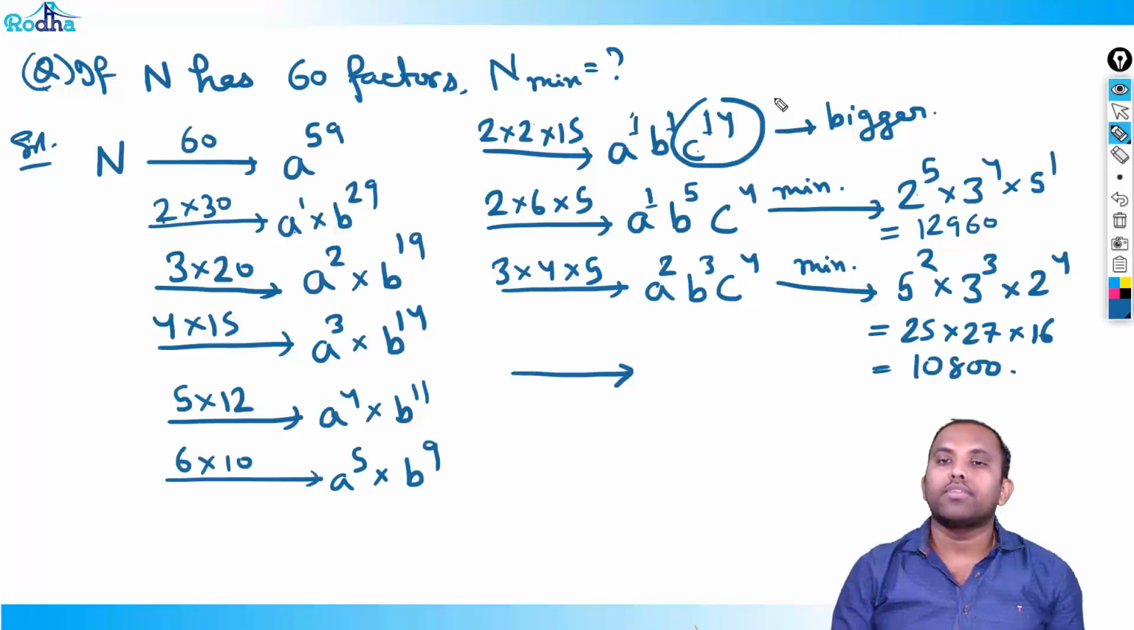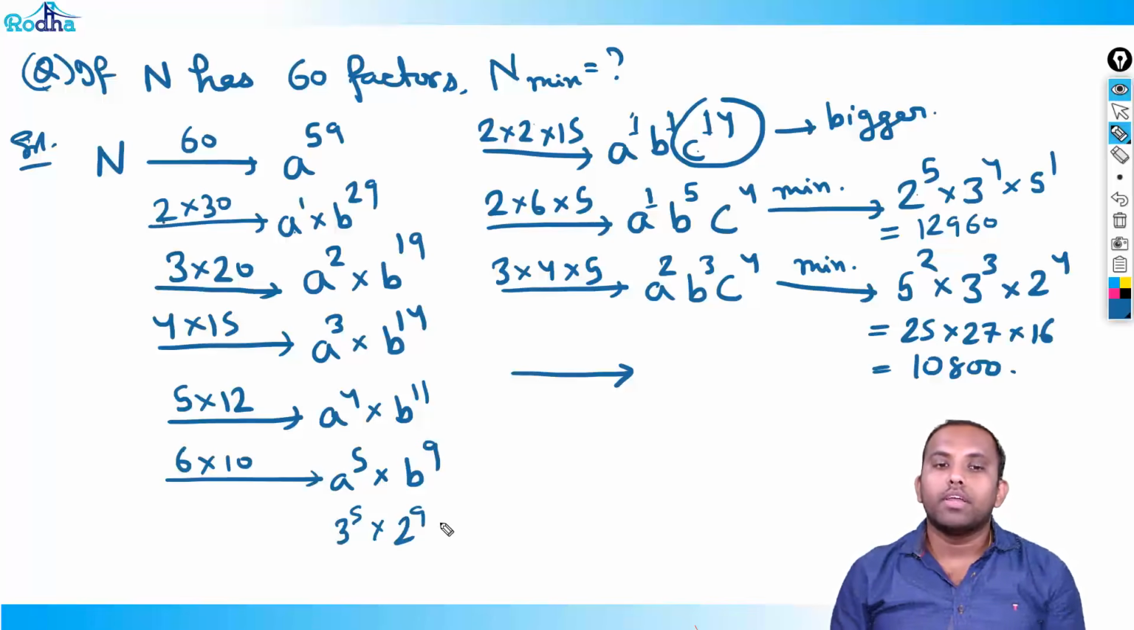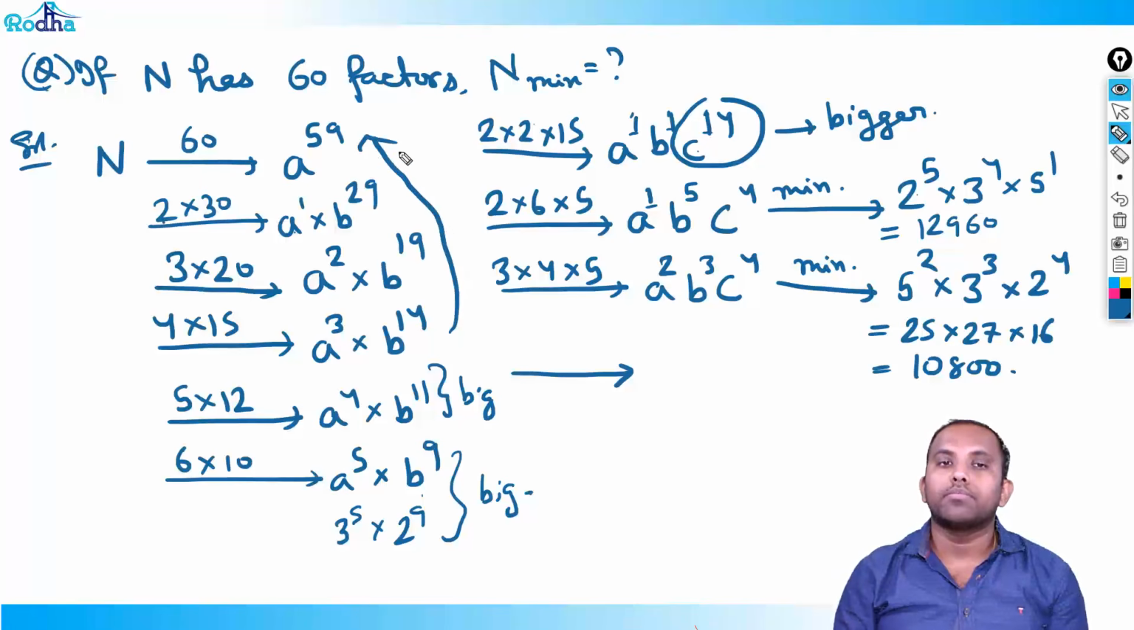Right? 2 raised to 14 is a big number. 2 raised to 14 into 3 into 5, so it's a bigger number, right? Again, it's split into 2 parts. Again, bigger numbers. Suppose its minimum value will be 3 raised to 5 into 2 raised to 9. So all these are very big numbers, right? Obviously big numbers. All powers kept on increasing, so the value goes on getting bigger.